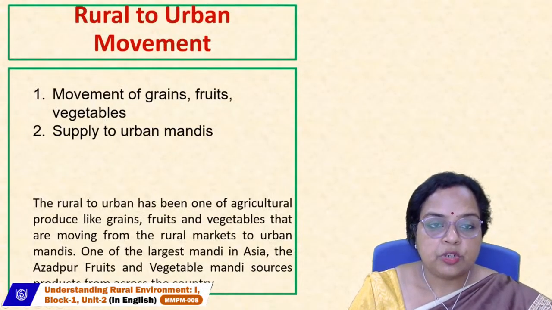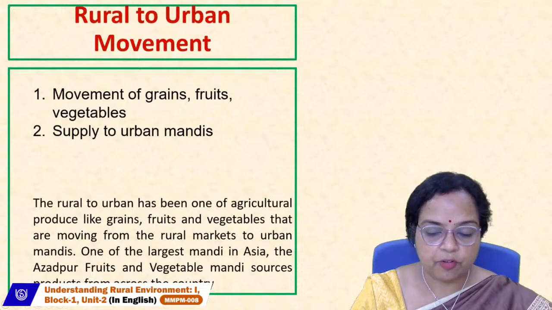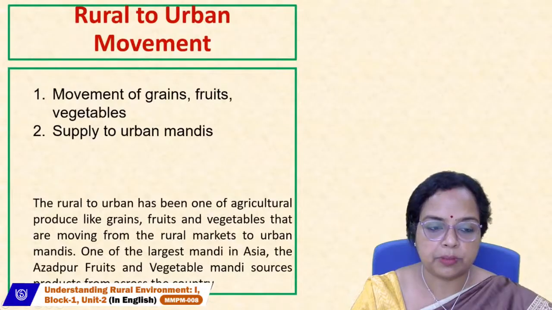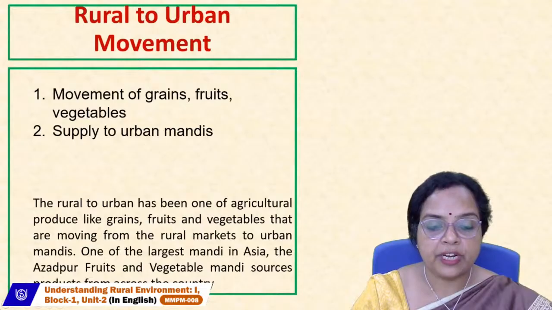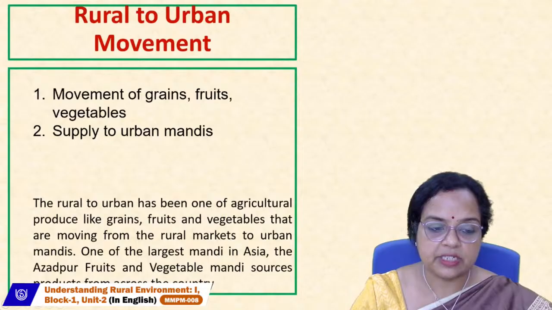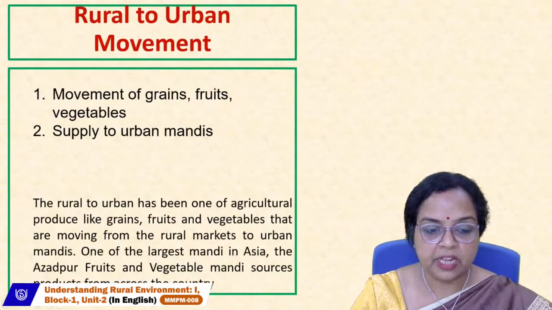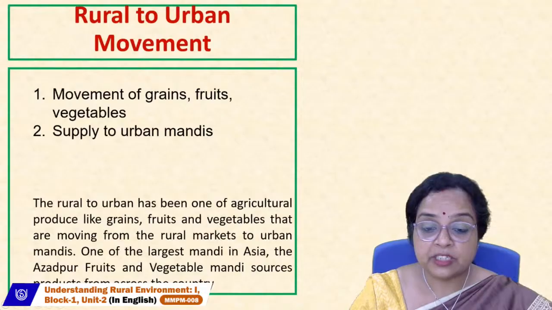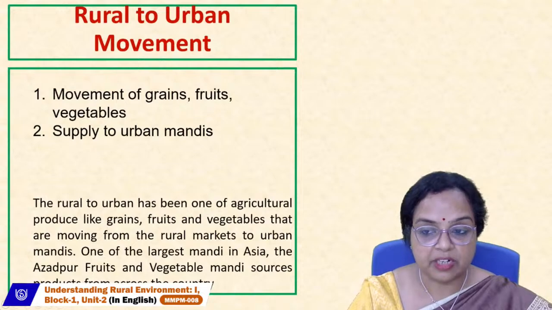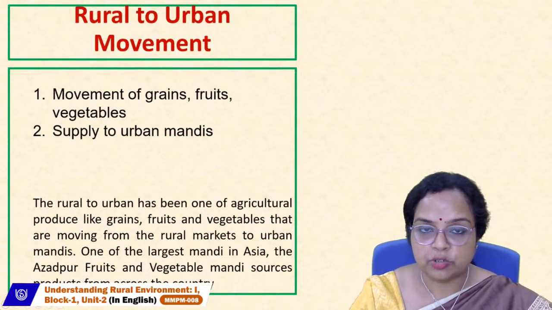The next one is rural to urban movement. We have already discussed this: transport of grains, fruits, vegetables and supply to urban mandis. The rural to urban movement is of agricultural produce like grains, fruits, vegetables that are moving from the rural market or village market or individual produce market to urban mandis. One of the largest mandis in Asia is Azadpur Fruits and Vegetable Mandi. It is the main source that collects the production of the entire country and distributes it. So this is known as rural to urban.